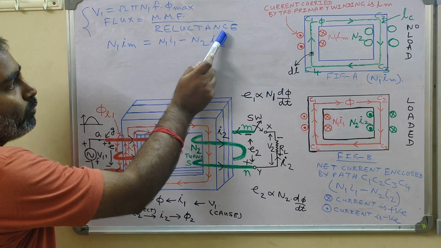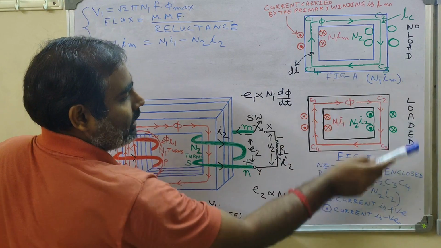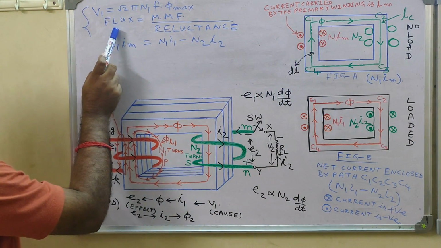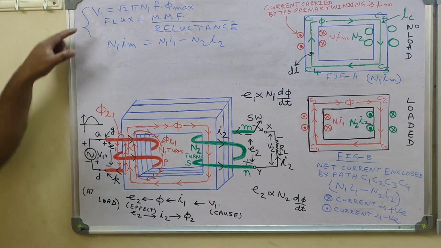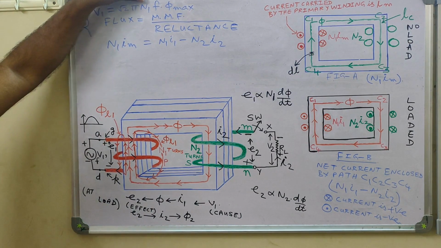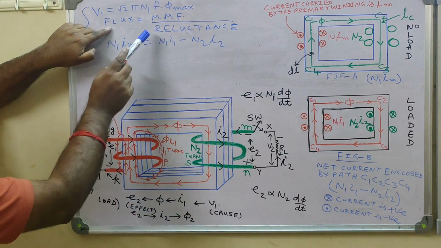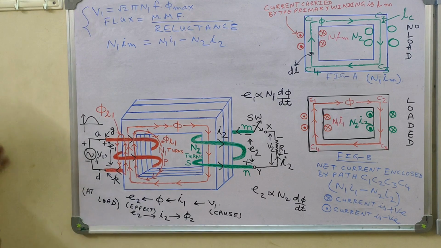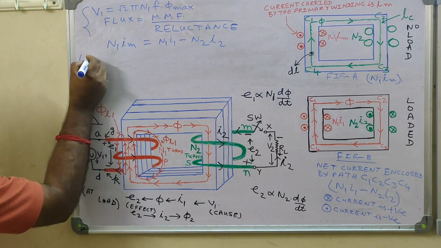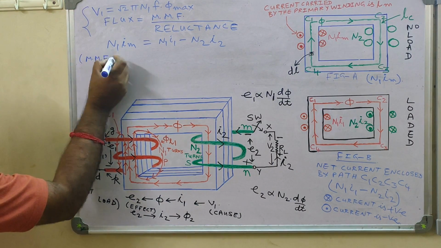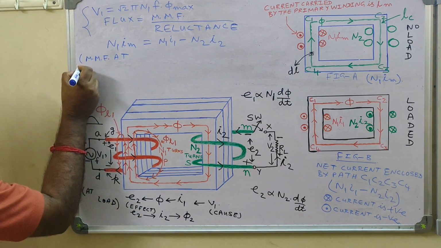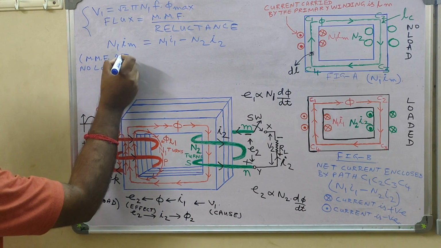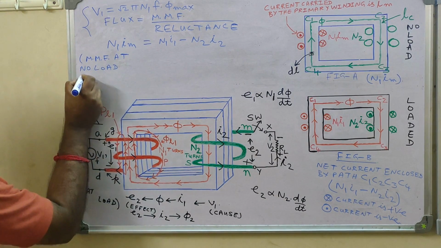Reluctance is not changed in both conditions, at no load as well as at load. Reluctance is not changing. Flux is fixed as per this equation, V1 equals root 2 pi N1 f phi max. So flux and reluctance are not changing. So MMF has to be the same. So this is the MMF at no load, acting around the path.